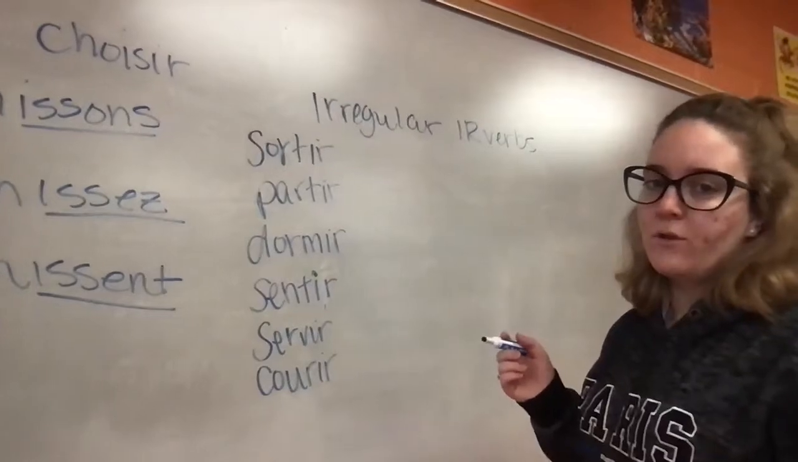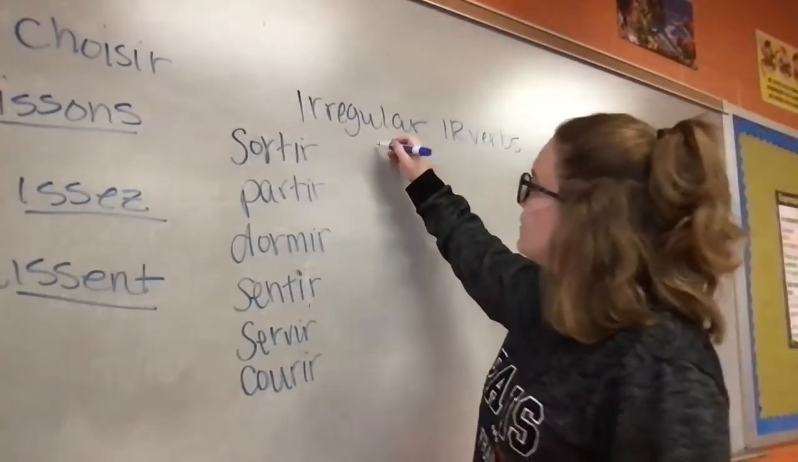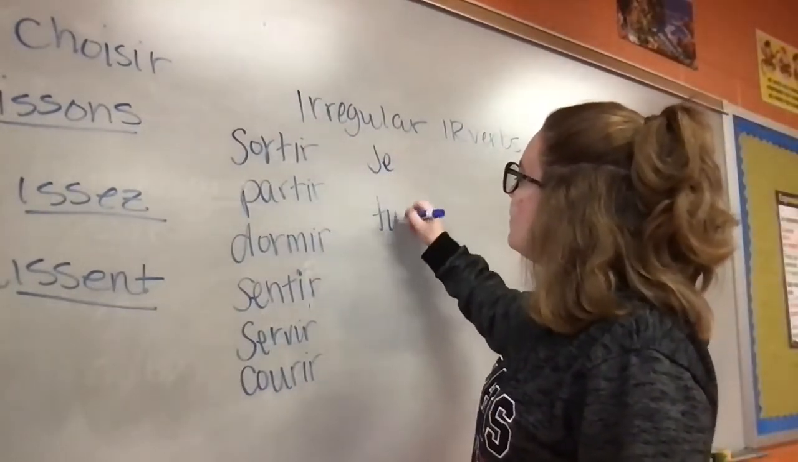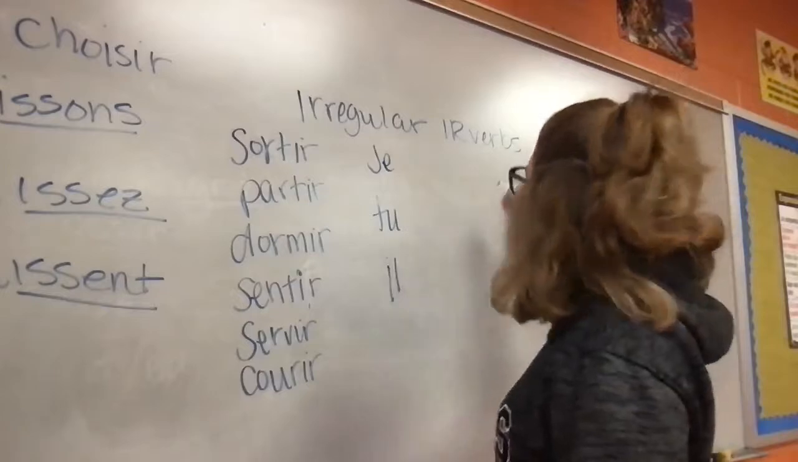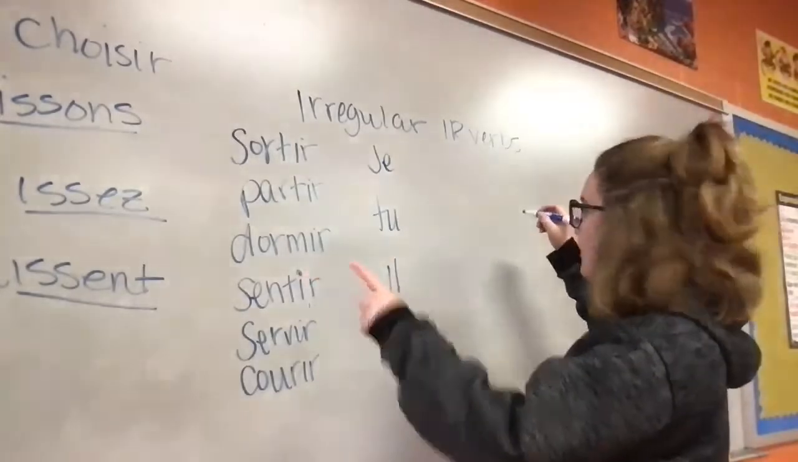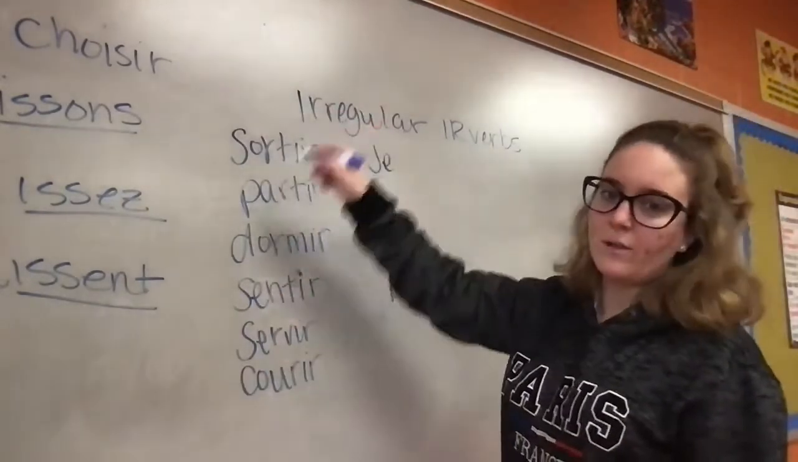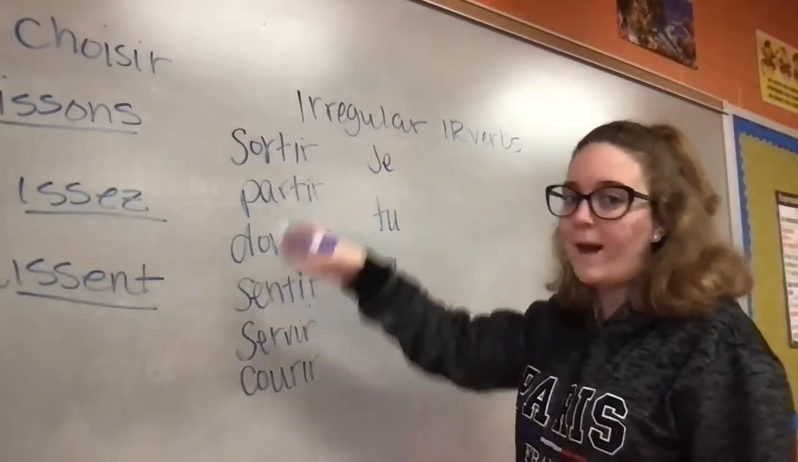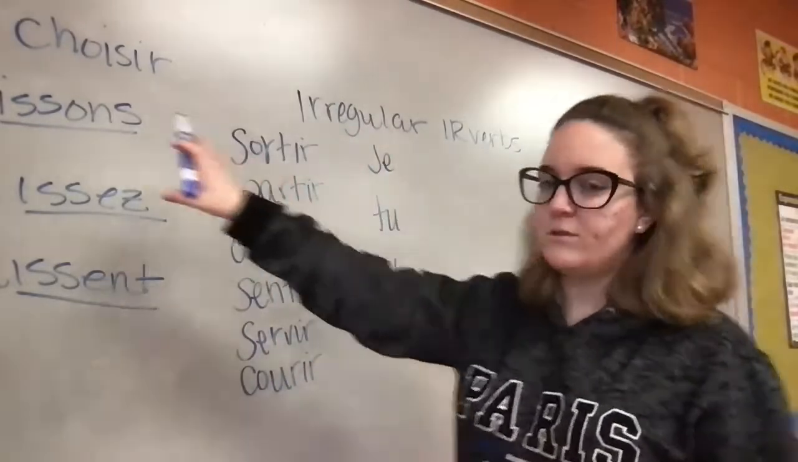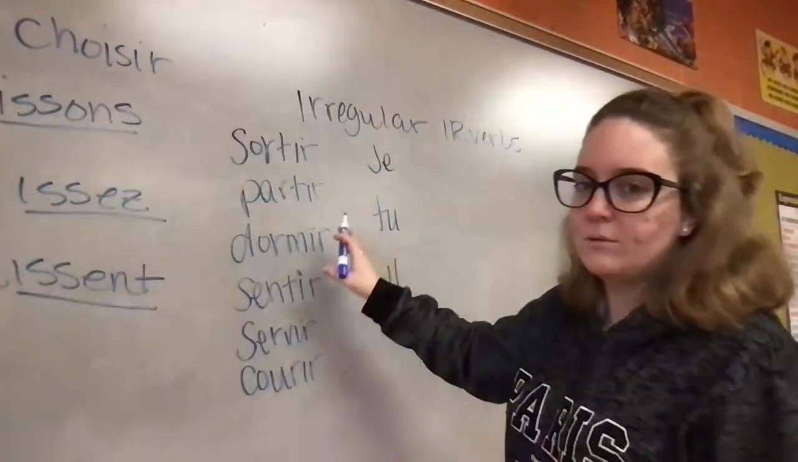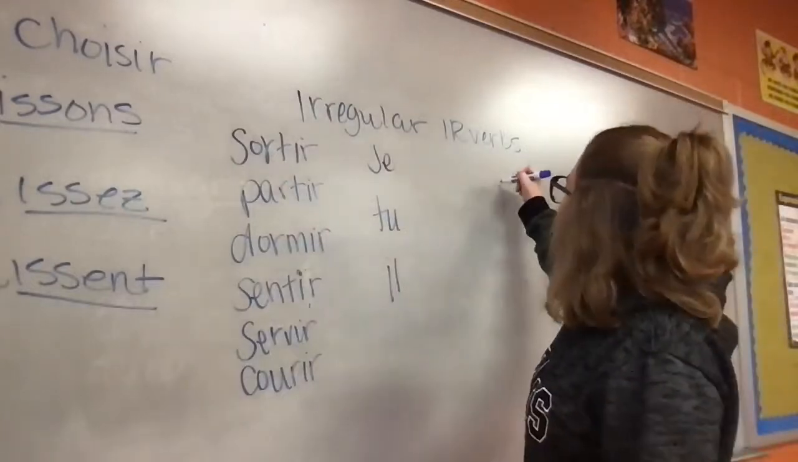All right, so for these irregular ones, they are irregular from the regular IR verbs, obviously. But the great thing is that we group them together like this because they follow their own pattern together. So these ones follow their own pattern, and these ones follow their own pattern together.